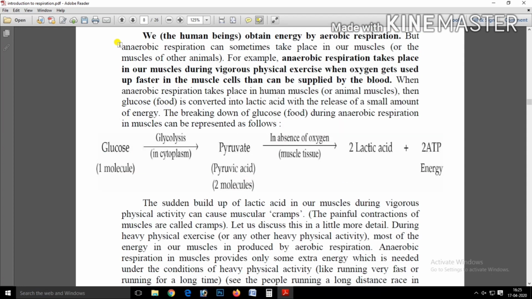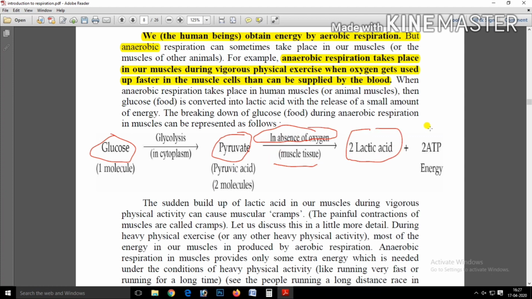We human beings obtain energy by aerobic respiration, but at certain times anaerobic respiration can also take place in our muscles. If we do any heavy, vigorous physical exercise, then the oxygen present in our cells is used up faster, and due to the lack of oxygen, anaerobic respiration occurs in our muscles. See here, one glucose molecule is divided into two pyruvate molecules, and in the absence of oxygen in our muscle cells, it produces lactic acid and 2 ATP molecules of energy.